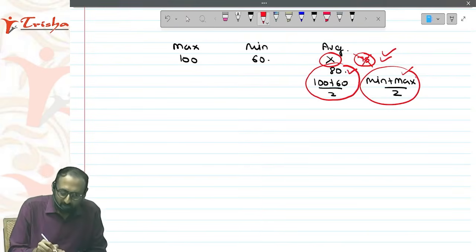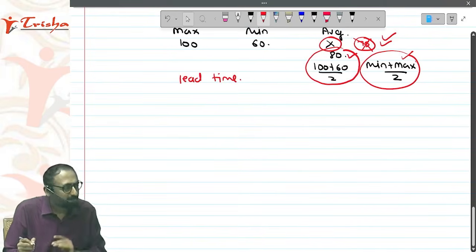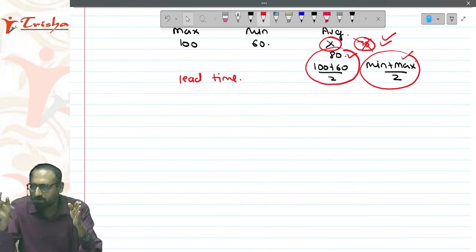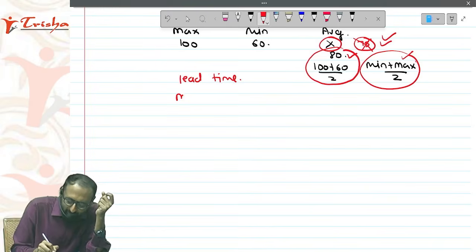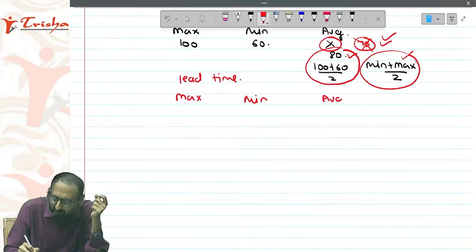Next one is lead time, Sirji. What do you mean by lead time? Lead time is the time gap between the order being placed and the order being received. Again, there are three types of lead time. First is the maximum lead time, next is the minimum lead time, and next is the average lead time.